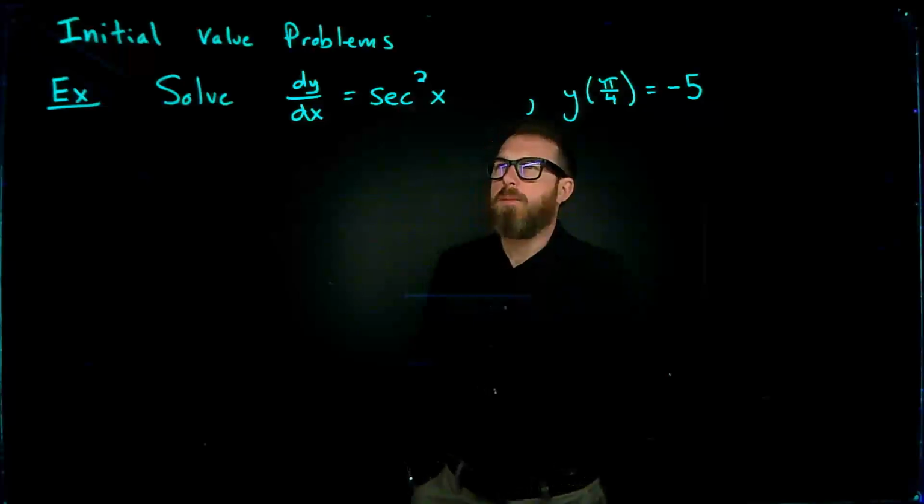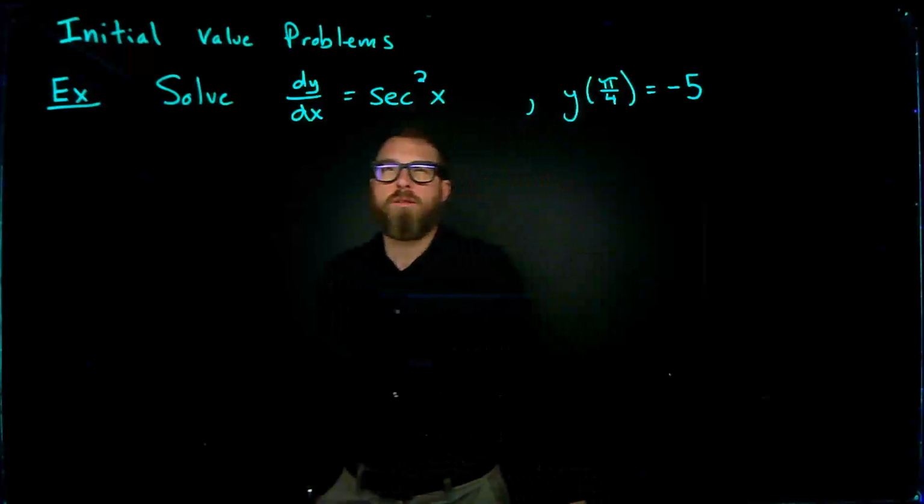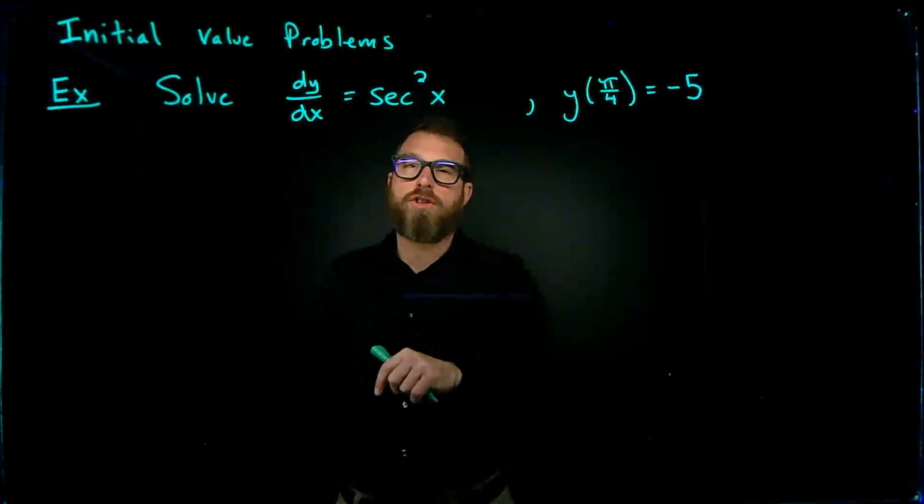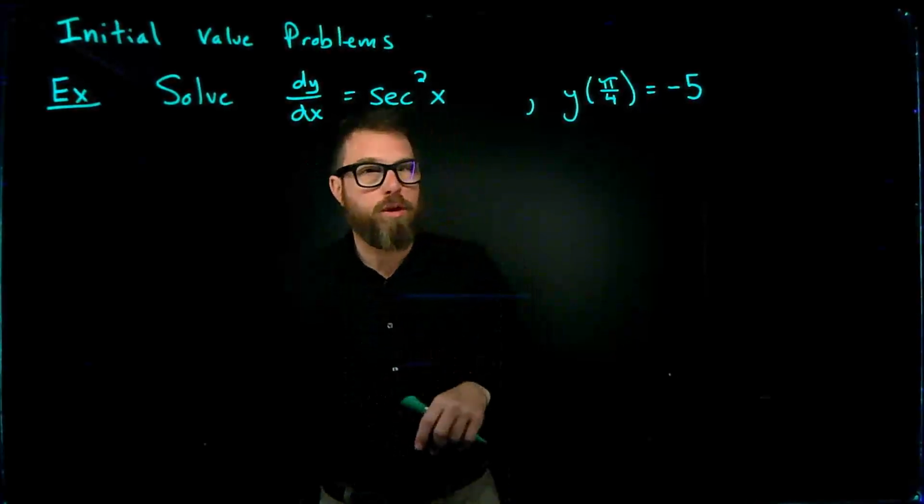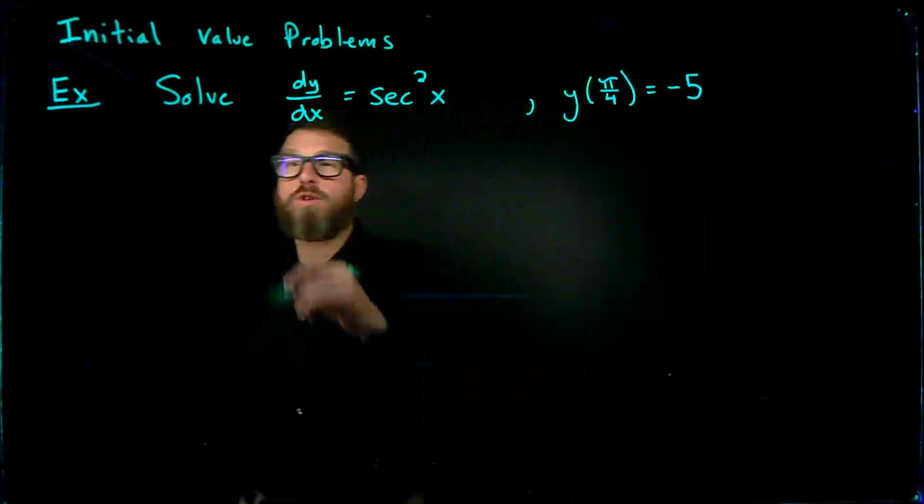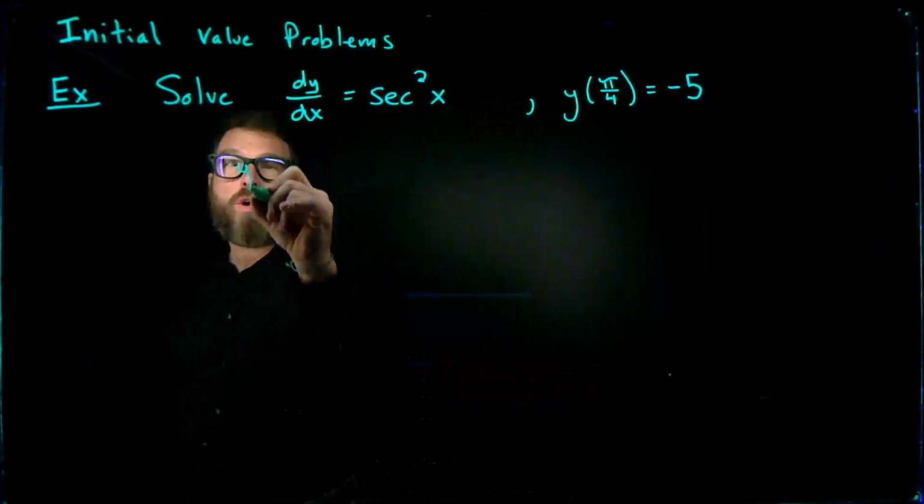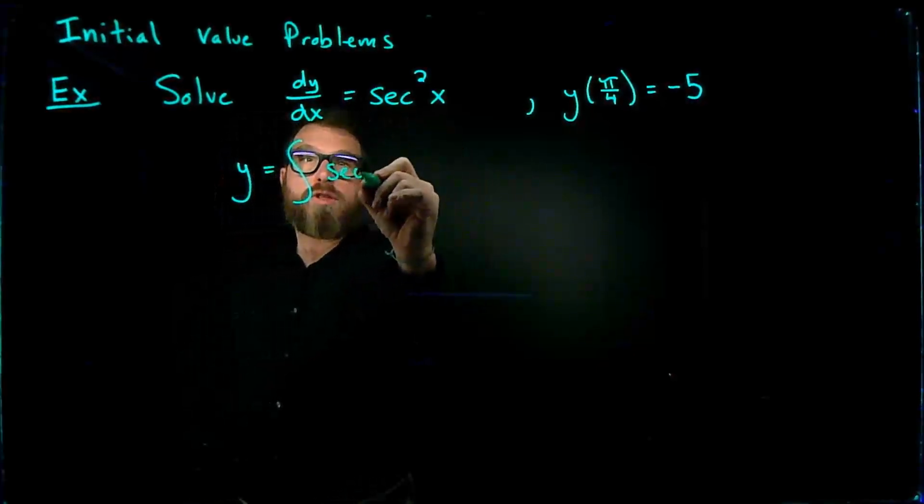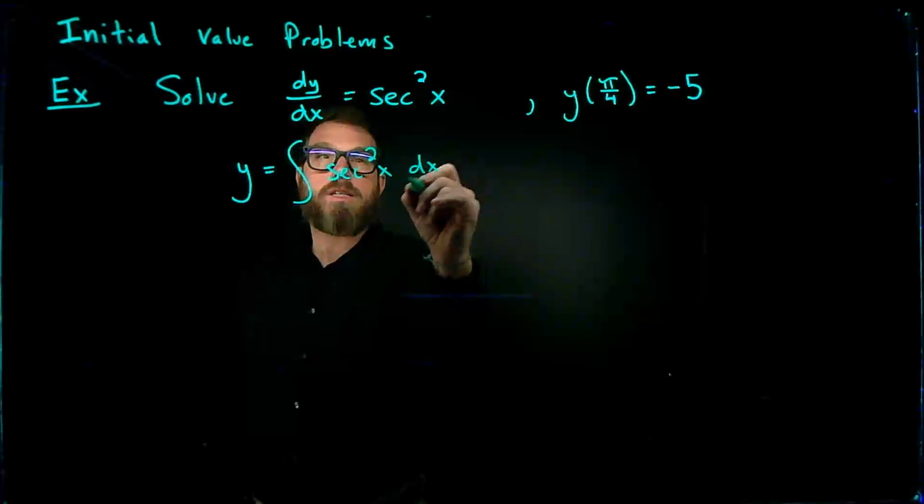So our second example is solving dy/dx, which is equal to the secant squared of x. So I want to find the y function whose derivative gives the secant squared. I need to make sure that it goes through the point pi over 4, comma negative 5. So again, in order to find our y value, y is going to be equal to the antiderivative of this function, so secant squared of x, dx.